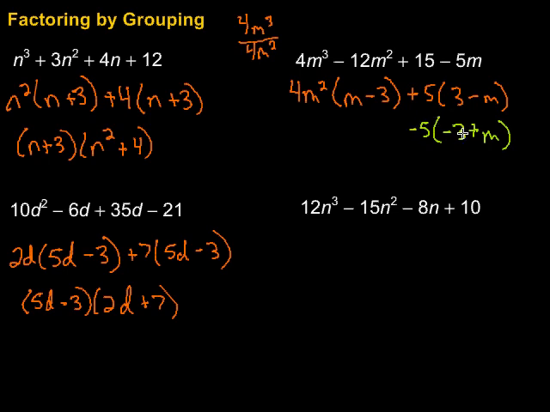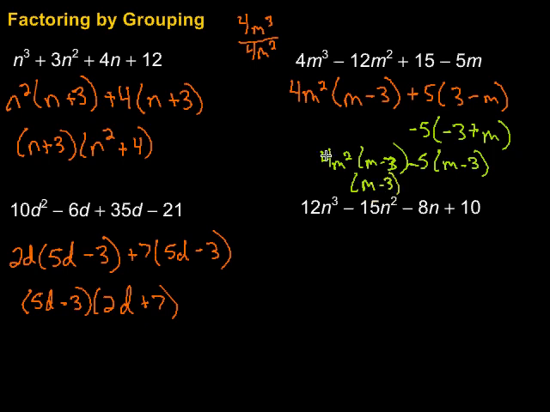Again, I could distribute that back through and see negative 5 times negative 3 is plus 15. Negative 5 times m is negative 5m. So it's still the same thing. But now, notice, I could reorder this to be m minus 3. So I have negative 5. Over here we've got the 4m squared, m minus 3, like so. And then I can pull that m minus 3 out front.